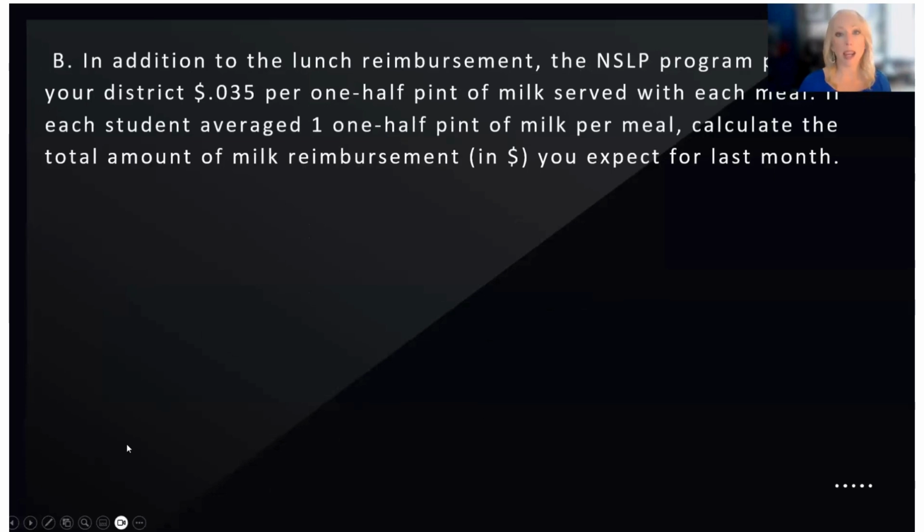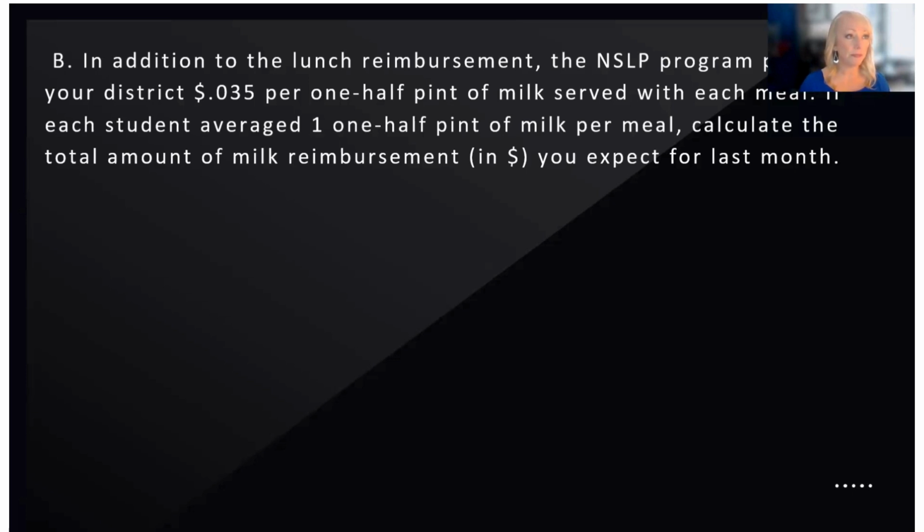Now that we have answered the first problem, we can move on to the second problem. B, in addition to the lunch reimbursement, the NSLP program pays your district 35, okay, look, that's not 35 cents, that's 3.5 cents. So it's very important to pay attention to the details. Okay, it pays your district 3.5 cents per 1/2 pint of milk served with each meal. If each student averaged 1/2 pint of milk per meal, calculate the total amount of milk reimbursement in dollars you expect to receive for last month.